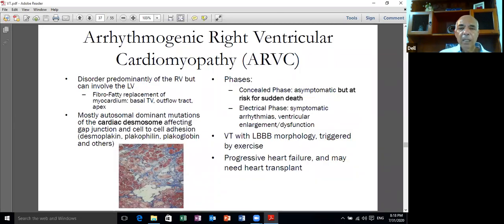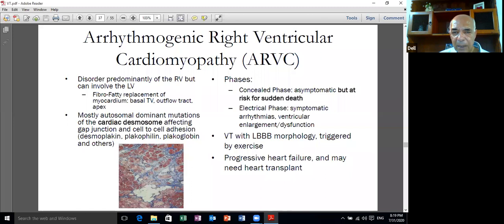Now, arrhythmogenic right ventricular dysplasia is a disorder affecting essentially the right ventricle. It might involve the left ventricle, but less frequently. It's characterized by fibrofatty replacement of the myocardium, involving the basal region as well as the apex and the right ventricular outflow tract, going from the epicardium towards the endocardium. It's a disease of the desmosomes with mutations of desmoplakin, plakoglobin, plakophilin, and others.